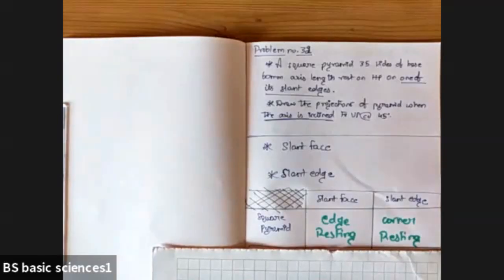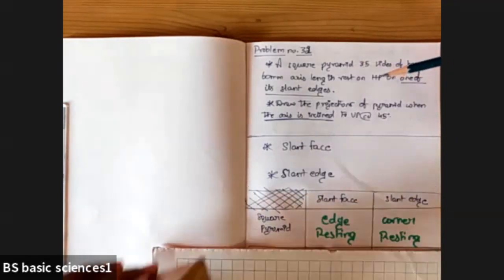We'll be starting with problem number 32. We have already started with pyramids. Now in pyramids, there is a special case where you'll be studying with slant edge and slant face. So what do you mean by slant edge and slant face?